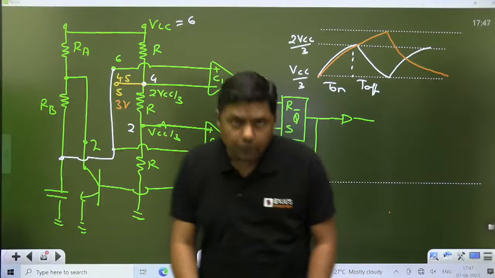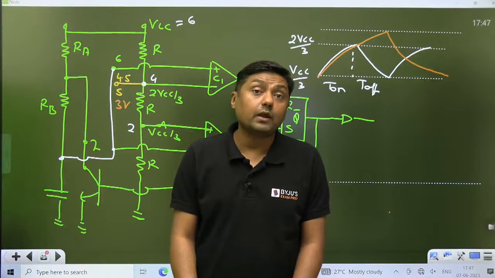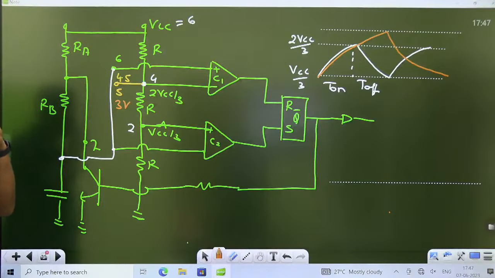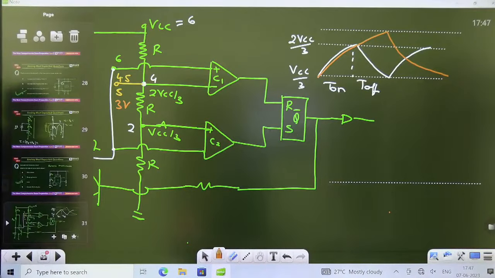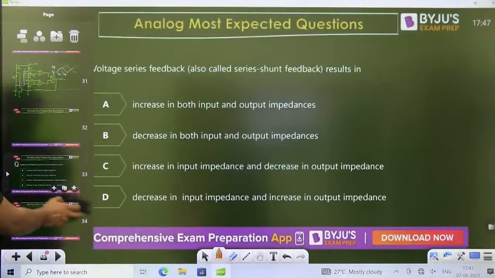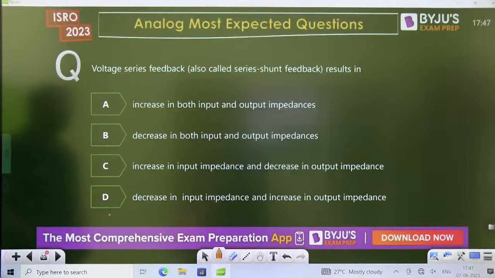If you want to get command over the 555 timer, go through the internal diagram. This is the internal diagram of the 555 timer. I have taken a number of sessions on that, please watch them. So that is the answer: VCO, voltage controlled oscillator.